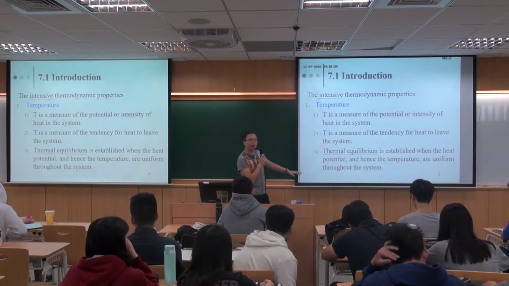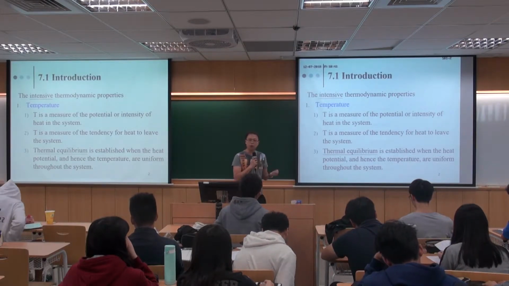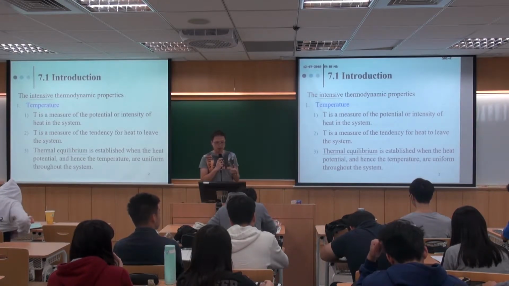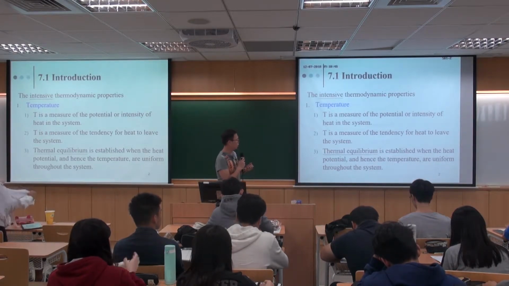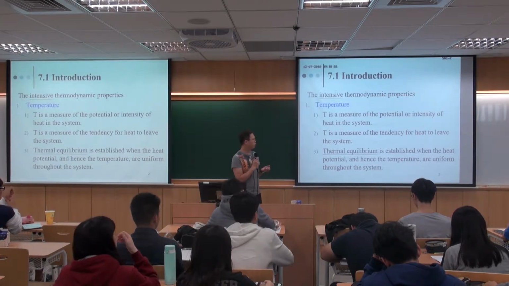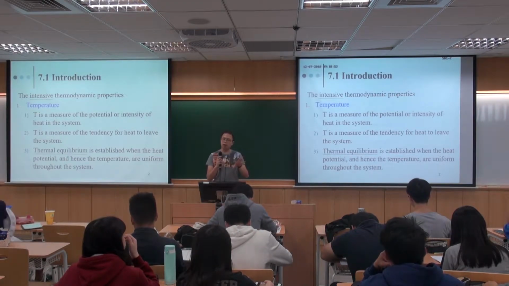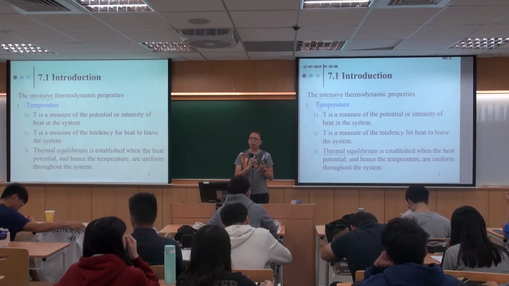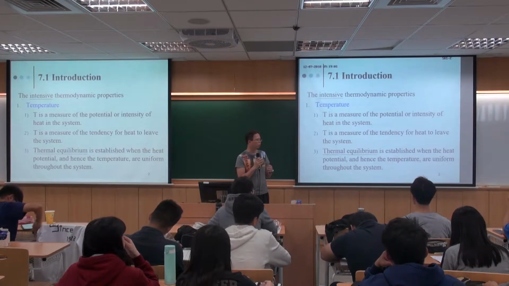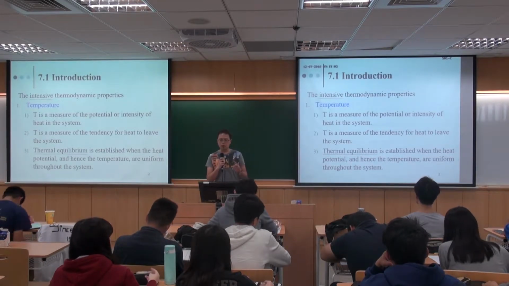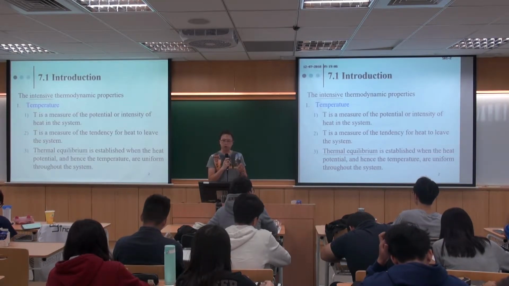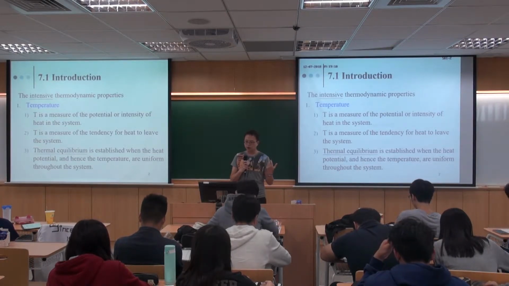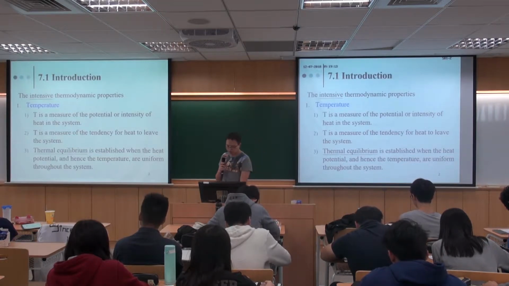And at the very beginning of this semester, we talked about thermal equilibrium. Thermal equilibrium is established when the heat potential, therefore the temperature, is uniform throughout the system. So when the temperature of two systems are the same, then it means that they are in thermal equilibrium. There will be no heat transfer between these two systems. That's what we learned when we talked about the 0th law of thermodynamics. Okay, so that's basically a review of what temperature is.